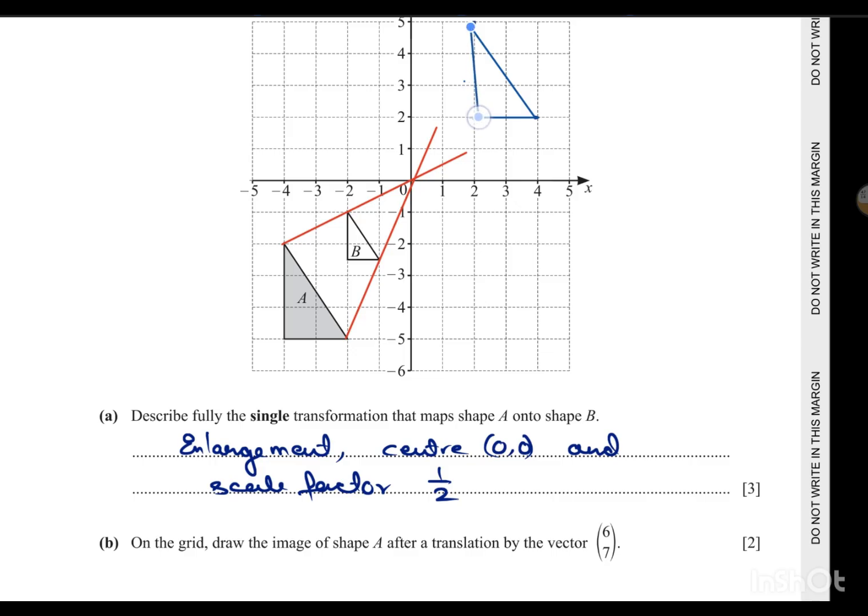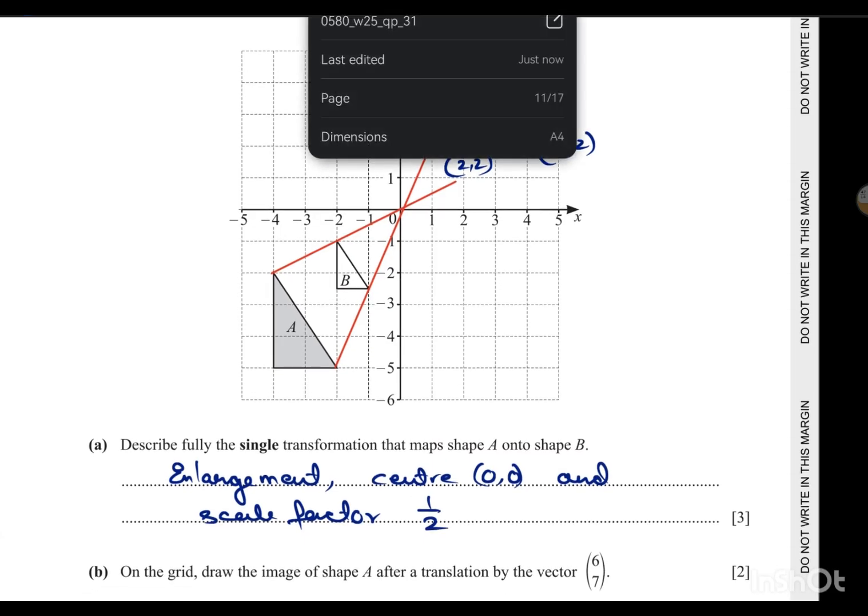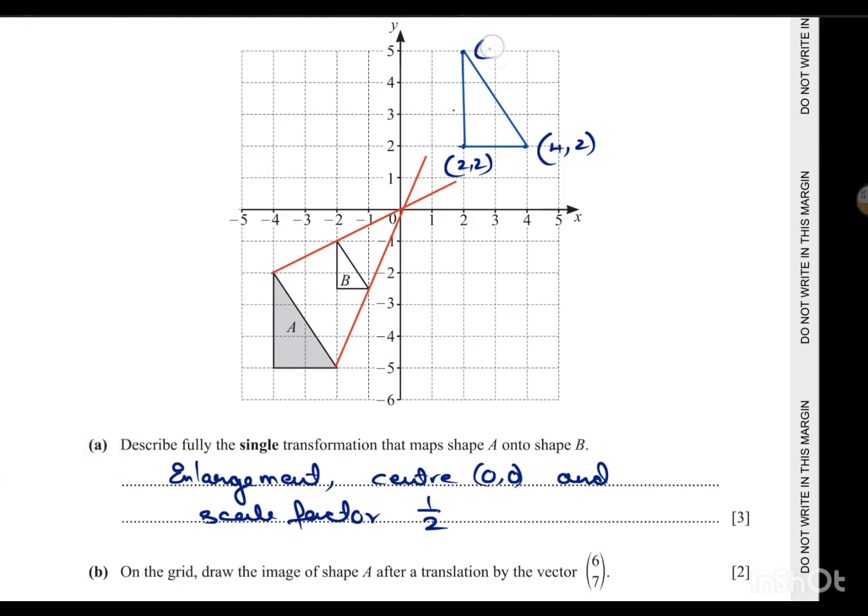That's it. This is the shape translated. Write down the coordinates of the vertices. This is 4 2, this is 2 2, and this top one is 2 5.